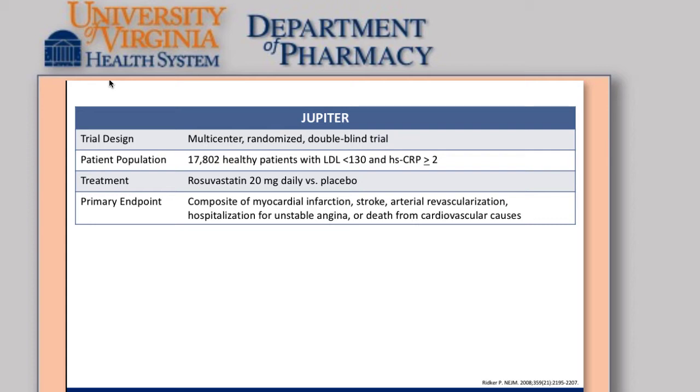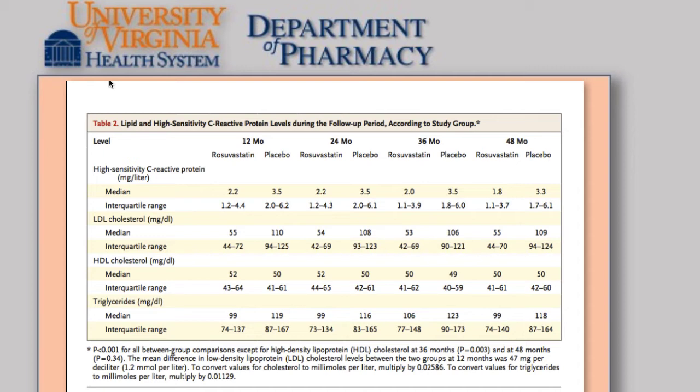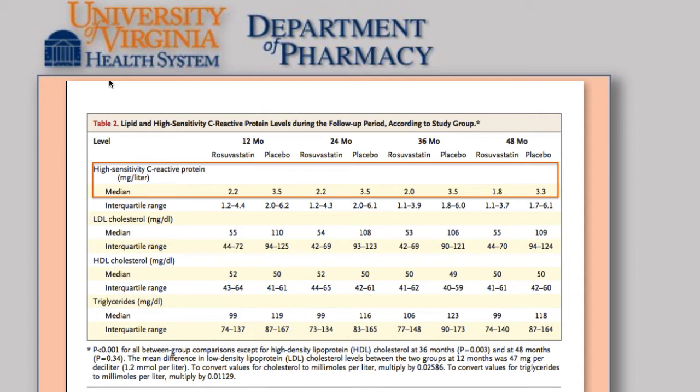Do we see any benefits with statins when we use this treatment? The primary endpoint was the composite of myocardial infarction, stroke, arterial revascularization, hospitalization for unstable angina, or death from cardiovascular causes. We'll see this primary endpoint throughout the trials, and you can think of them as major adverse coronary events. So first, were we able to lower LDL with the rosuvastatin group? We were.